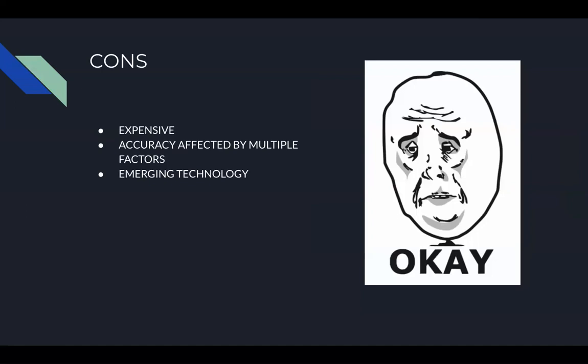The accuracy of eye tracking devices can be affected by a number of factors, including the user's eyeglasses. Eye tracking devices that use cameras to track the movement of the eyes can be affected by the user's eyeglasses. If the user's eyeglasses are not properly aligned, the eye tracker may not be able to accurately track the movement of the eyes.